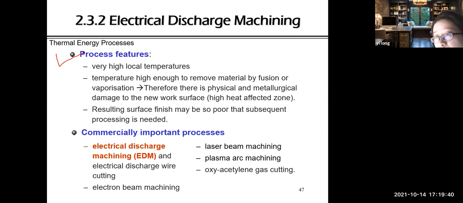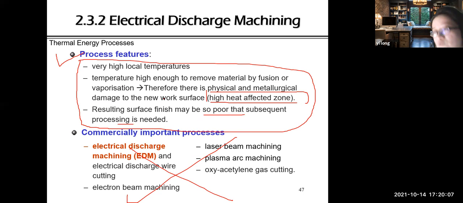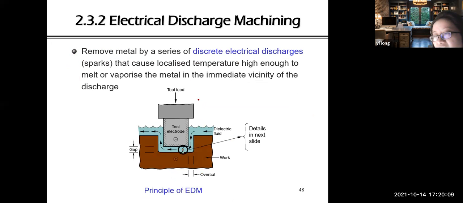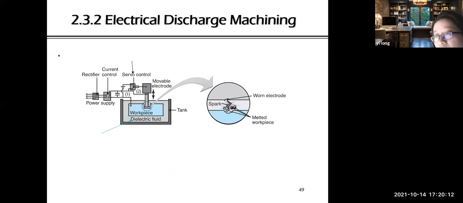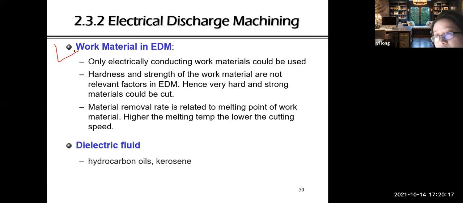This is some of what we learned today, and there's no need, but you need to know the process features. Process features: very high local temperature, high enough to remove material by fusion or evaporation, causing physical and metallurgical damage to the workpiece. That's what we said today, right? The high heat affected zone, so the surface may be poor. And this, yes, we explained today.